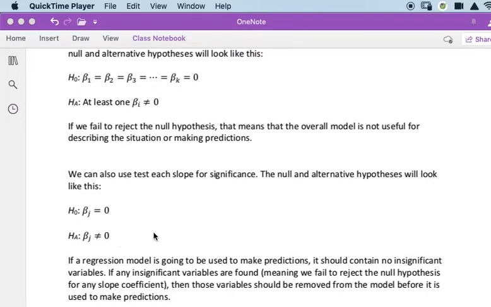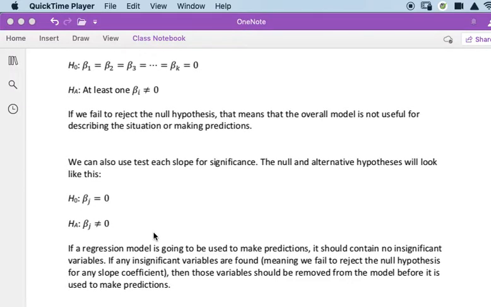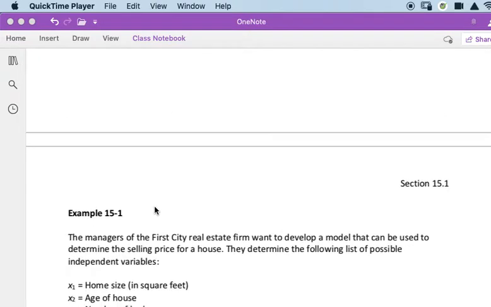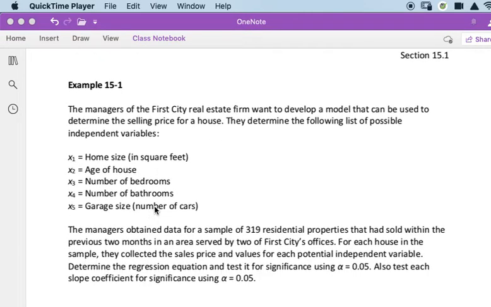And if we're going to use our regression model to make predictions, we should not have any insignificant variables in our model. So if we find that we cannot reject the null hypothesis for any of these slopes, then we would want to take those variables out of our model and rerun the model before we use it to make predictions. So we're going to look at example 15.1.